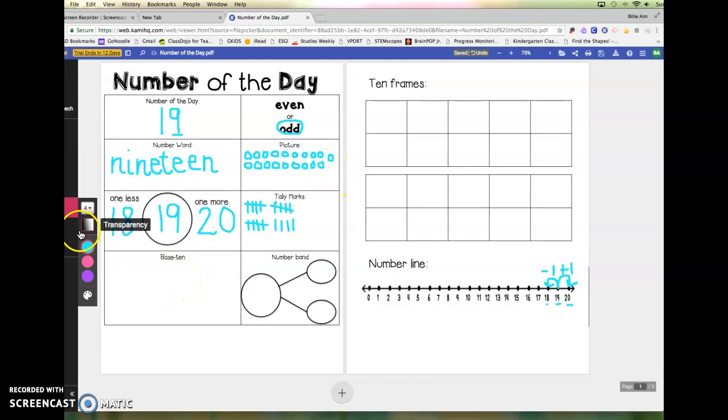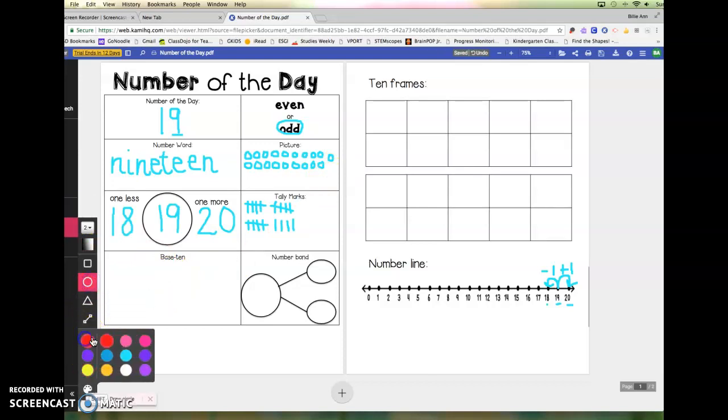Okay, so before I do my base 10 blocks, I want us to look at our double 10 frame. I want you to think about 19 and what that's going to look like on our 10 frames. If you said one whole 10, a full 10 frame plus 9 more, you would be right because it is 10 and 9 more, right? It's 19. So let's check ourselves and see if we're right.